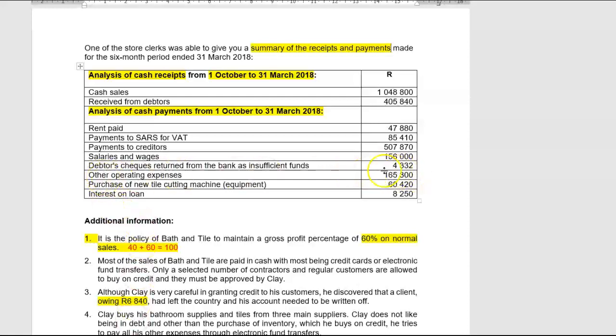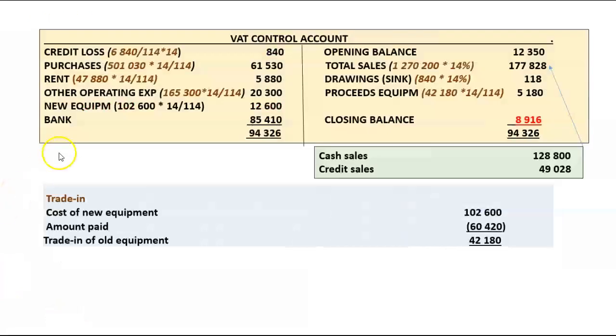Other operating expenses, 165,300. I'm not interested in the expense, but I'm definitely interested in the VAT that we could have claimed on that expense. So here, other operating expenses, 165,300 times 14 divided by 140. The VAT input on that amount, 20,300 rand.